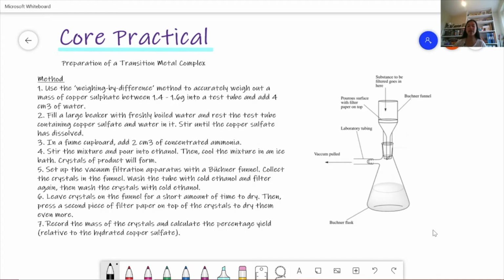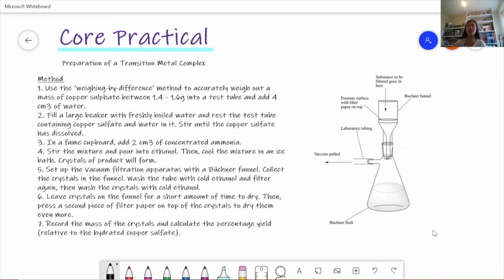The second thing you do is you fill a large beaker with freshly boiled water and rest the test tube containing copper sulfate and water in it, and you stir until the copper sulfate has dissolved. And then the third step is to add 2 centimeters cubed of concentrated ammonia in a fume cupboard. And then what you do is stir the mixture and pour into ethanol, and then cool the mixture in an ice bath, and crystals of the product will form.